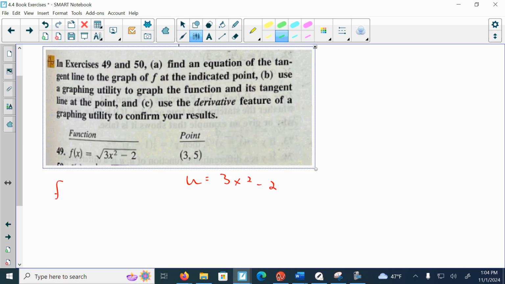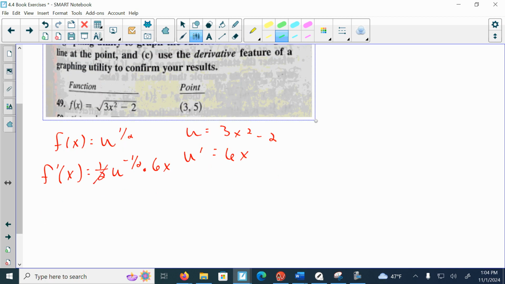So I'm going to think of f of x as u to the 1/2 power. The derivative of u is going to be 6x. The derivative of something raised to the 1/2 power is going to be 1/2 u to the negative 1/2 times the derivative of u, which I said was 6x. The 1/2 and the 6 will simplify to 3x. So I'm going to have 3x in my numerator, and 3x squared minus 2 raised to the 1/2 in my denominator.